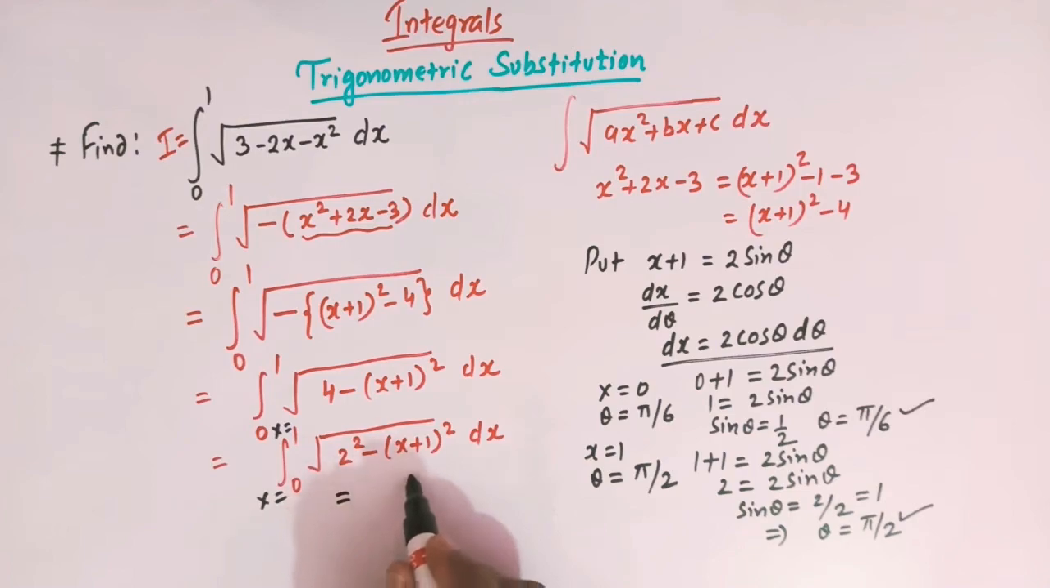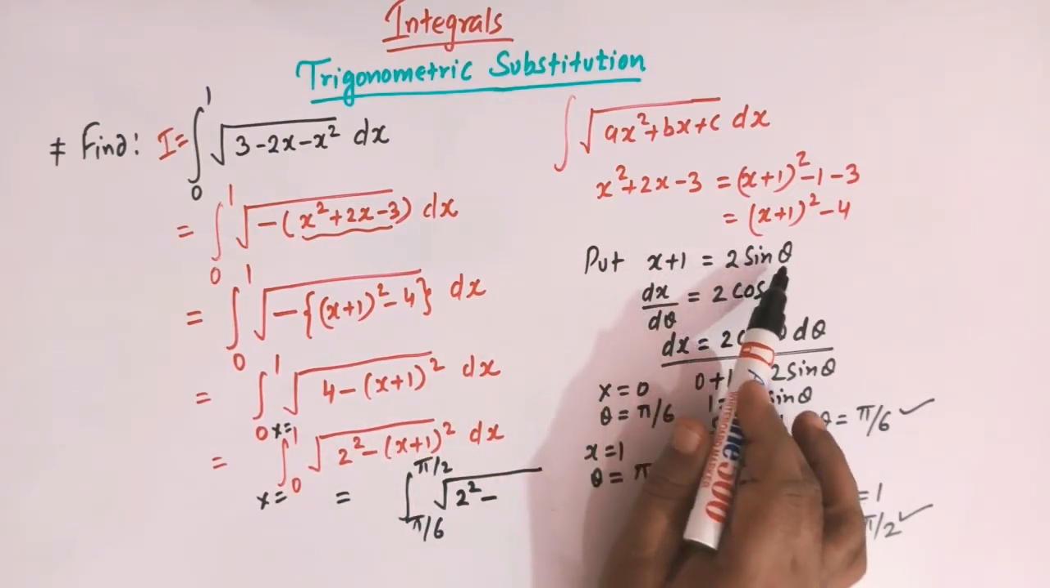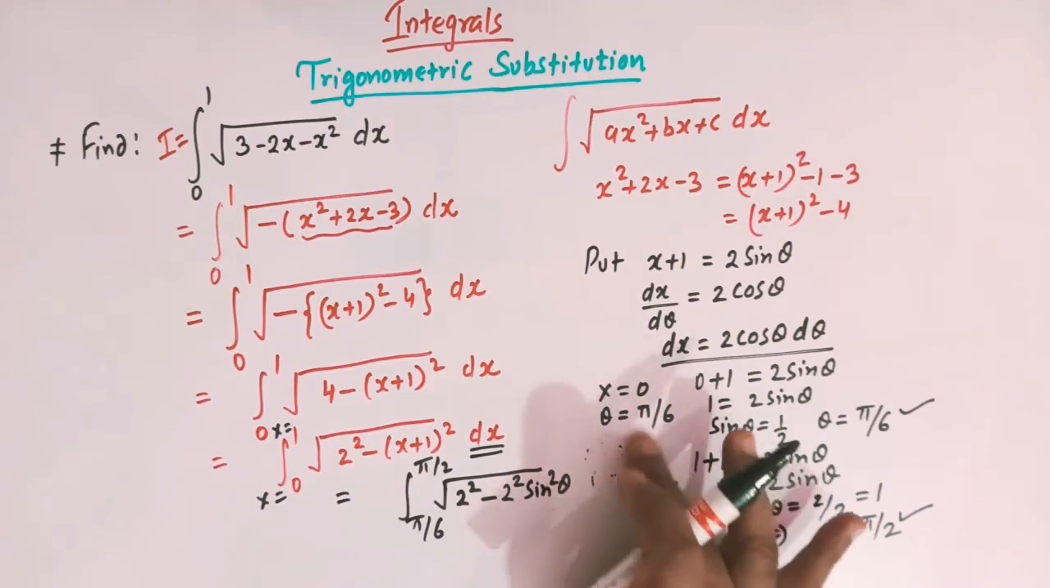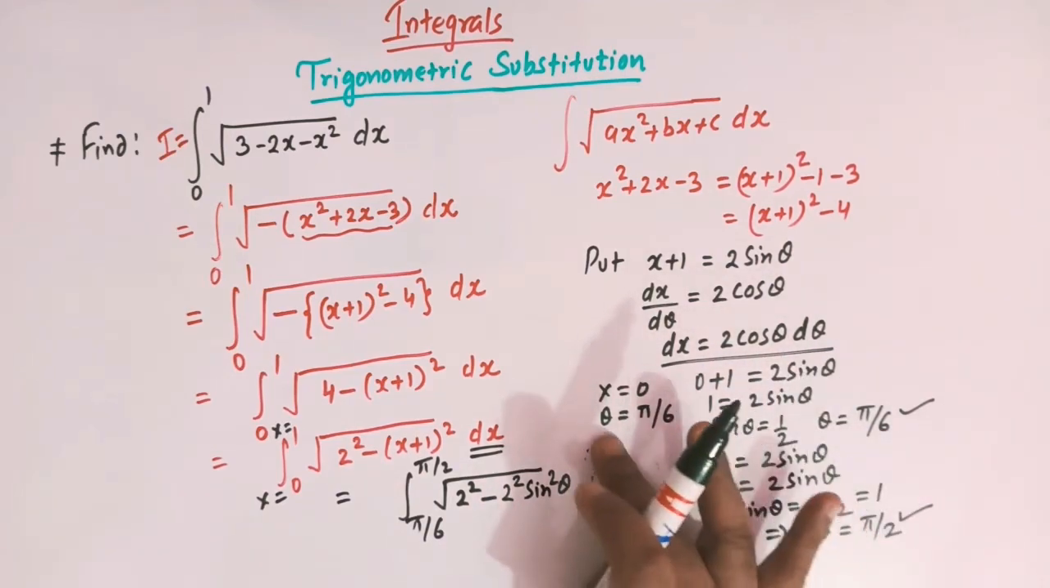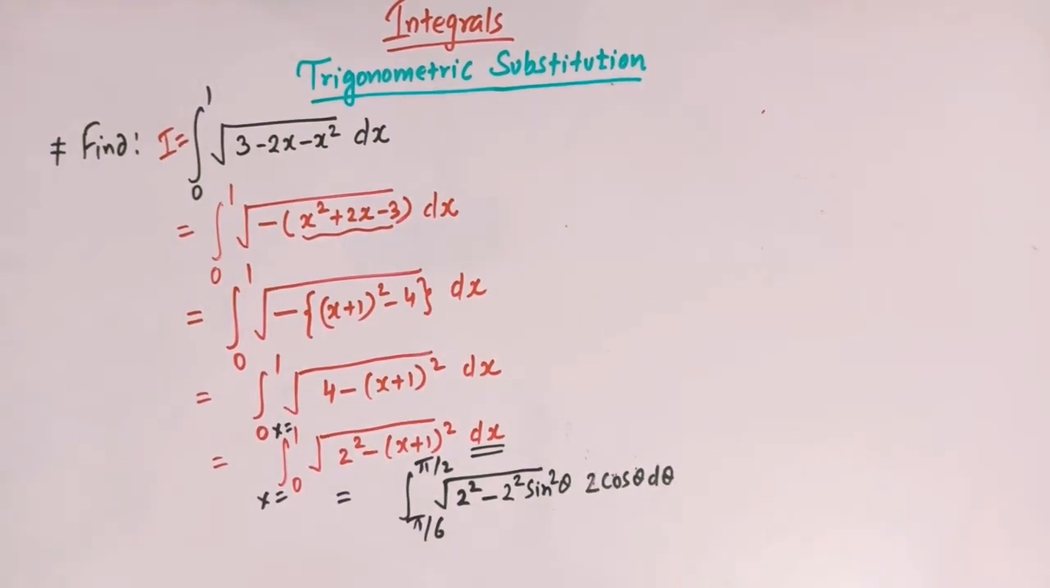So we can write it as pi by 6 to pi by 2, and here we have square root of 2 square minus x plus 1 square, which is 2 sine theta whole square. So we have here 2 square and sine square theta, and for dx we can write 2 cos theta d theta, right? Okay, so now we have to simplify this expression.